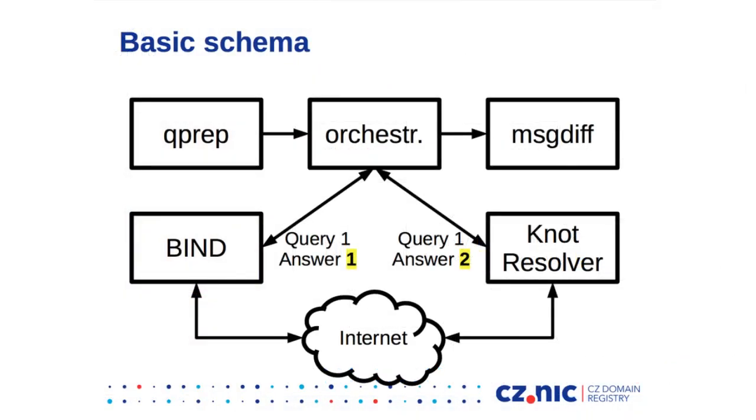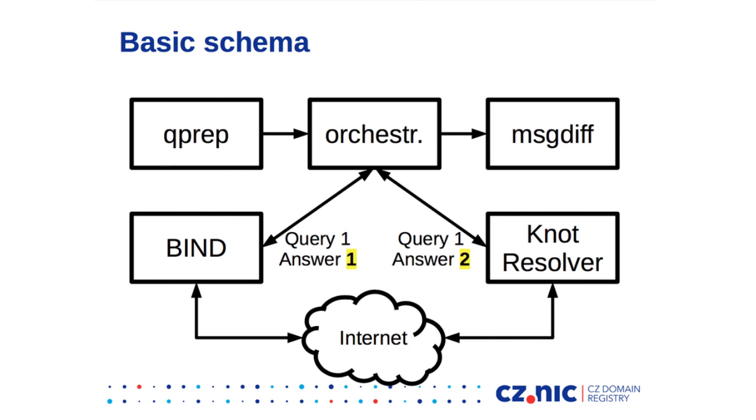In practice, we have a tool which is called QPrep, which prepares the wire format query, and it is stored in the database on disk. Then we have different tool which is called Orchestrator. I'm sorry about the name, we just didn't have enough imagination. And this tool takes the query from the database and shoots it to different endpoints.